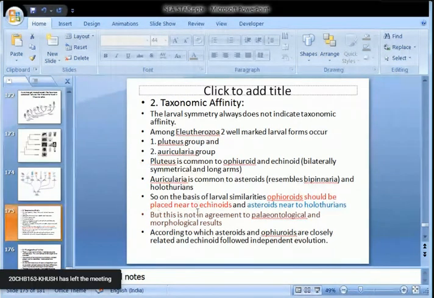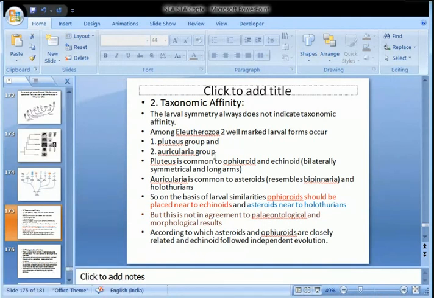So on the basis of larval similarity, ophiuroids should be placed near echinoids because their larvae resemble, and asteroids near holothurians. But this is not in agreement with paleontological and morphological studies, according to which the asteroids and ophiuroids are closely related, and echinoids followed independent evolution. So although their larvae are similar, in the adults the divergence is visible.